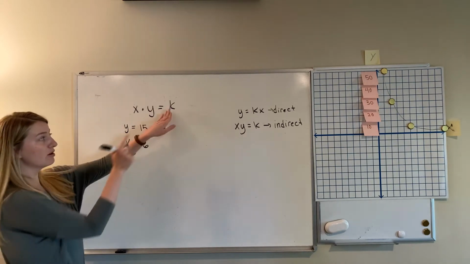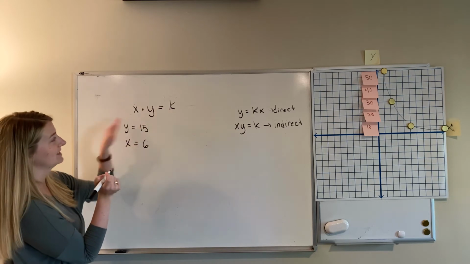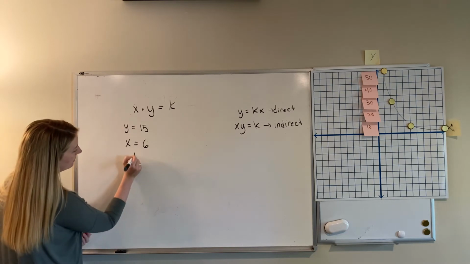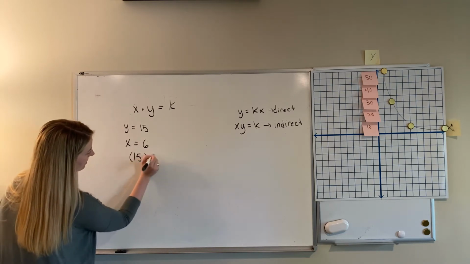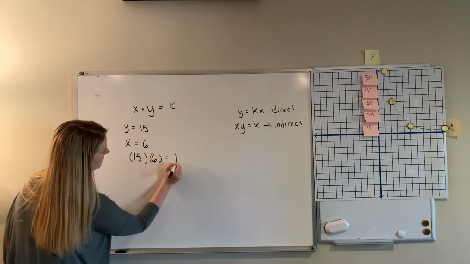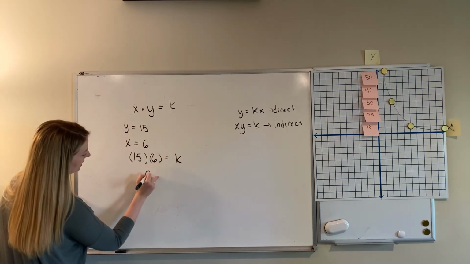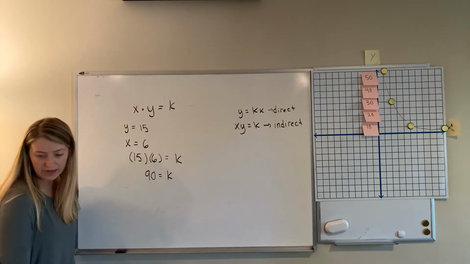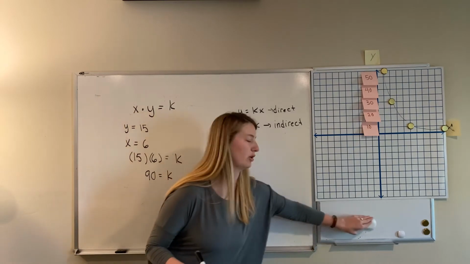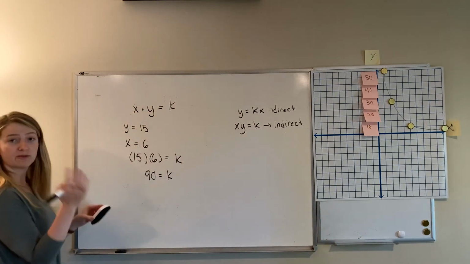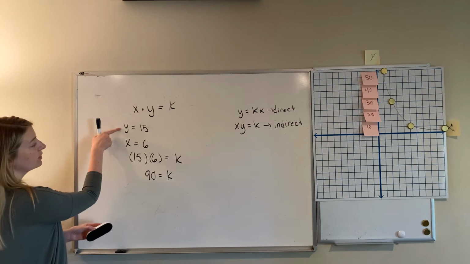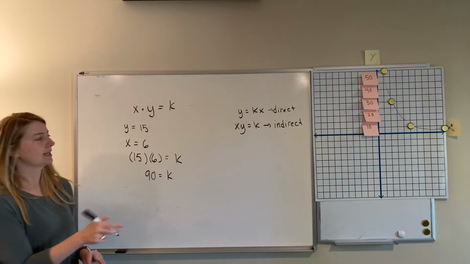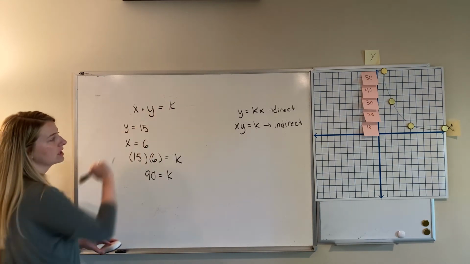Well, perfect. I don't know what k is, but I know k is equal to y times x. So if y is 15 and x is 6, plug those in. 15 times 6 is equal to k. 15 times 6 is equal to 90. So 90 is my constant. My value for k right here is 90 for this particular problem. If they tell me, from the beginning, the value of y being 15, the value of x being 6, and they don't tell you your constant, all you have to do is multiply these two numbers together to get your constant.